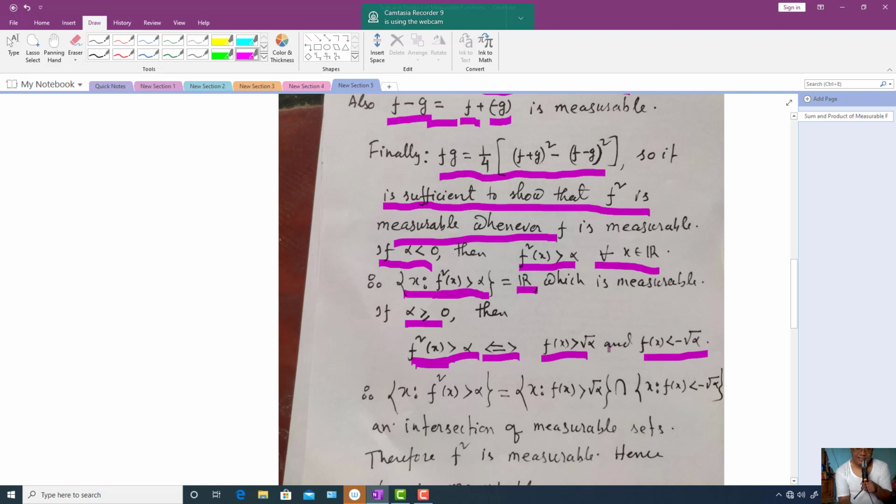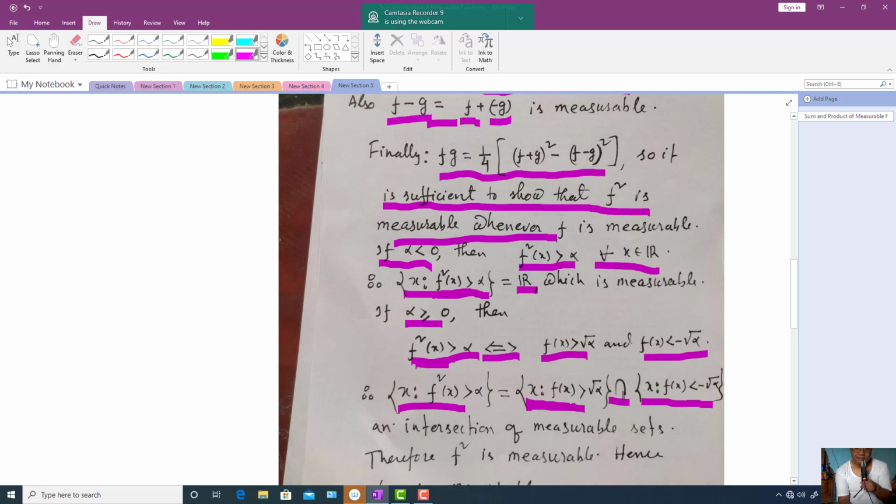All right, now let us translate these two statements into sets. From this statement, the set of x such that f of x square is greater than alpha is exactly equal to the set of x such that f of x is strictly greater than root alpha, and this will be replaced by union, the set of x such that f of x is strictly less than minus root alpha. So you are going to get this one. Since f is measurable, this set is measurable. Since again f is measurable, this set is also going to be measurable.